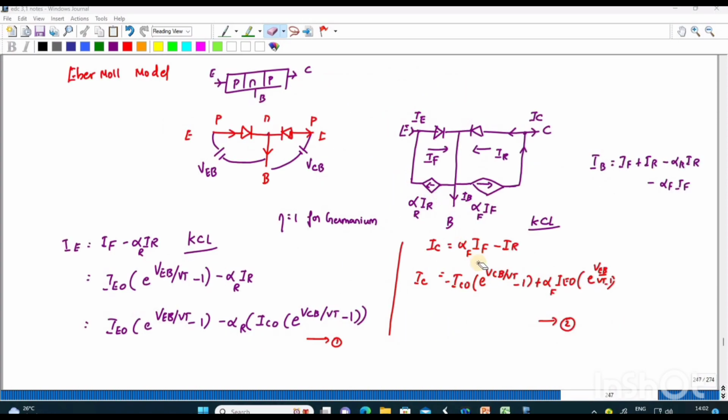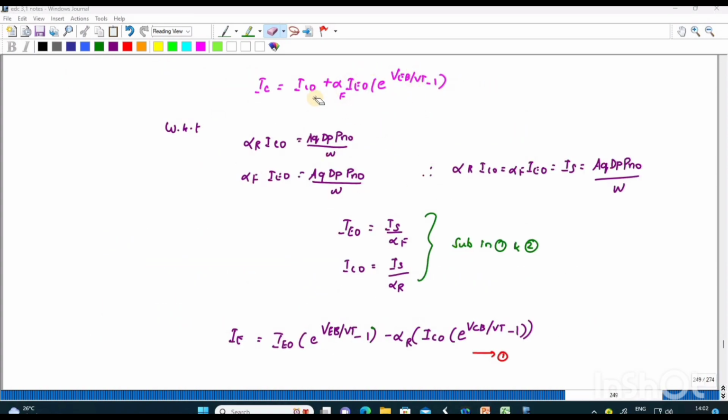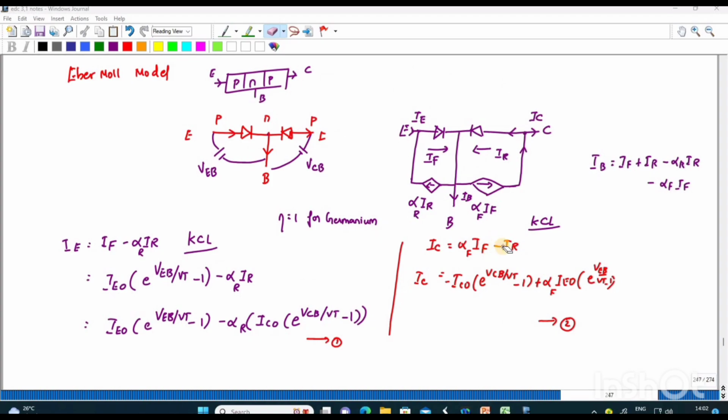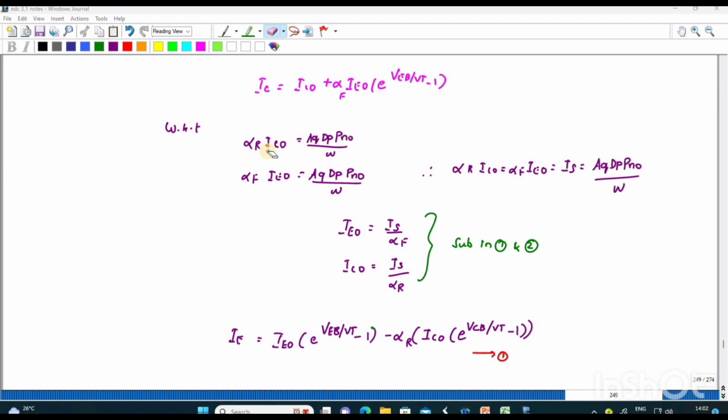Why? This junction is forward biased and this one is reverse biased. Since it is reverse biased, you have only this one, and this becomes minus IC naught, so you will get plus IC naught. So we know that alpha R IC naught is equal to A Q D_p p_n0 divided by W. Alpha F IE naught is also equal to A Q D_p p_n0 divided by W. So both the equations are the same, so I can equate it to IS.